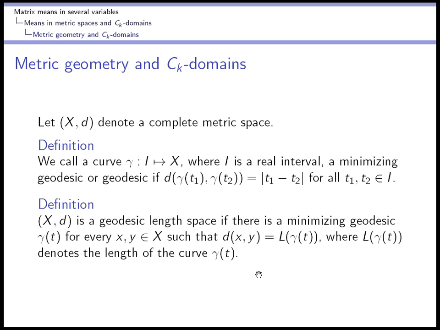Now, let us turn to metric geometry and CK domains. We will be defining our procedures, the iterative mean, the ALM mean, and the BMP mean in a metric geometric setting. Now, let (X, d) denote a complete metric space. The first definition, we will give a definition of geodesic lines, or to be more specific, minimizing geodesics. Let gamma be a mapping from some real interval into the metric space X. And we say that this gamma is a distance minimizing geodesic between its ending points if the following is fulfilled.